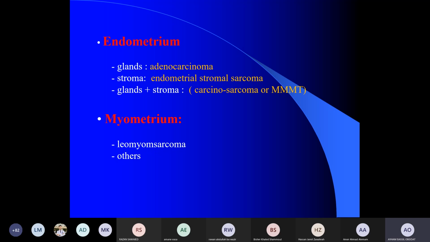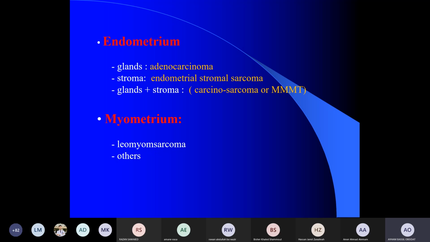The body of the uterus is made up of endometrium and myometrium. So the malignant tumor of the myometrium, it is a smooth muscle, and this is why we call it leiomyosarcoma. So the uterine leiomyosarcoma is the malignant myometrial tumor.